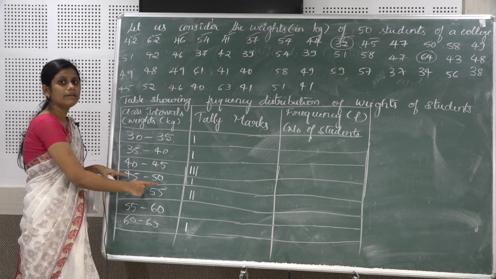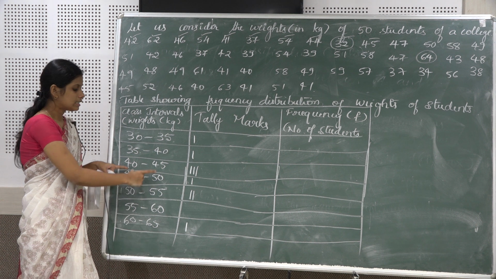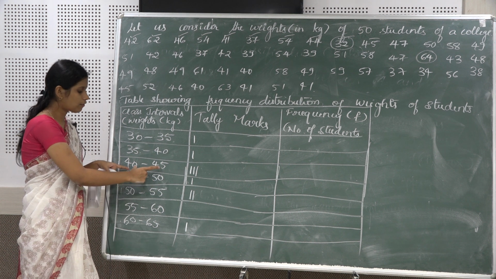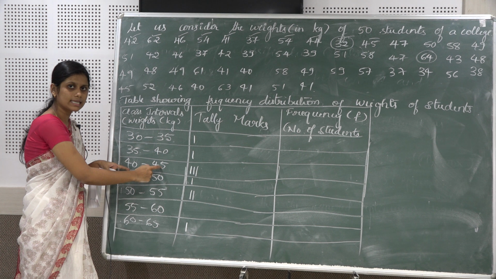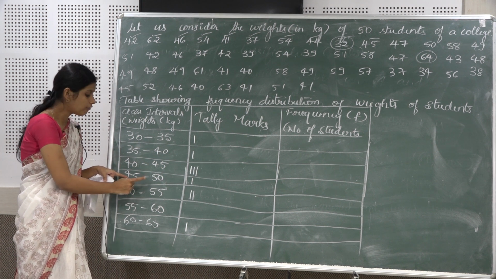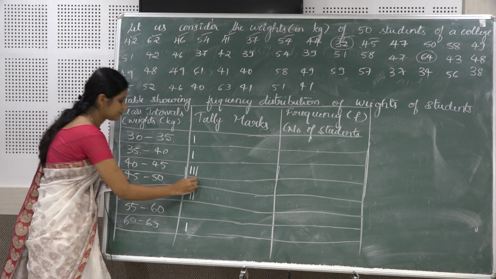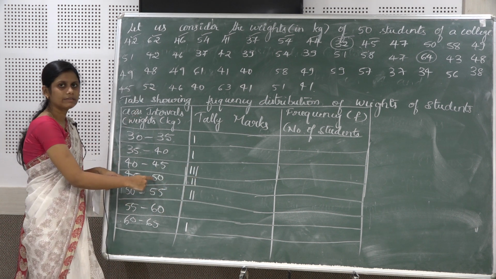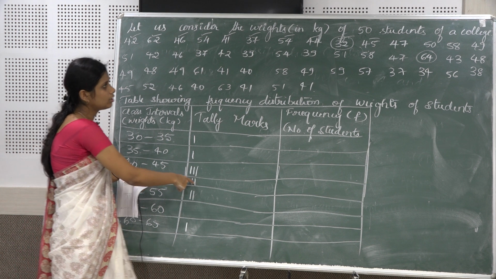Now in front of which class are you going to mark? See, as it is an exclusive class, 45 is not included in this class. It is included in the next class. So you are going to mark the stroke in front of 45 to 50.